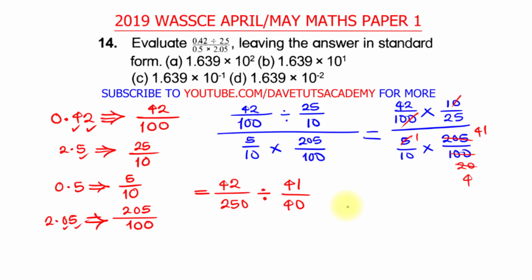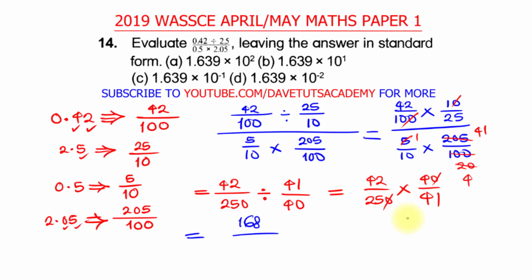All right, we can still further divide this, or better still, let's also reverse this to say this is the same thing as 42 over 250 now times 40 over 41, because when we change the division sign to multiplication, we have to reverse the fraction. So here we can cut the zeros out, and then we have 42 times 4. 2 times 4 is 8, okay. 4 times 4, that is 16, divided by 25 times 41.